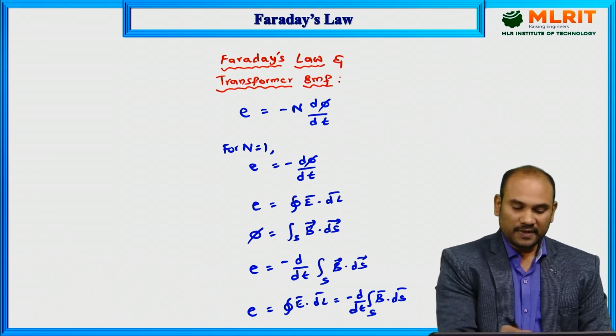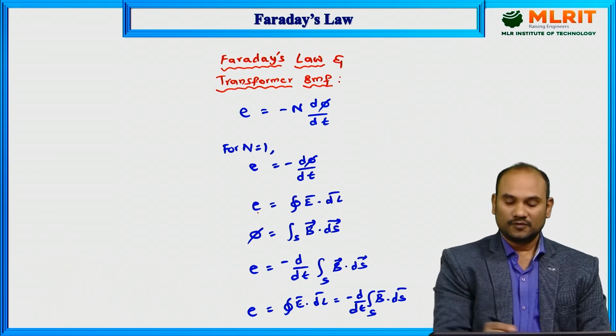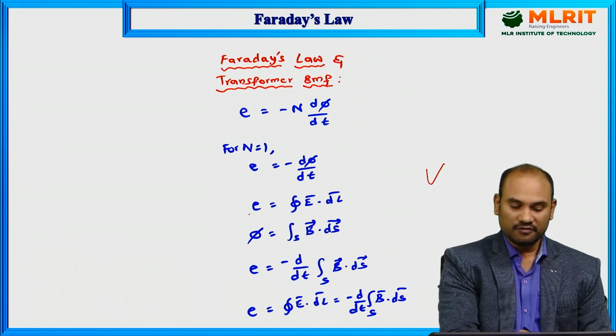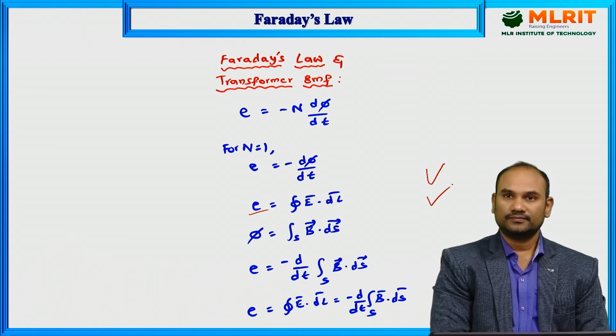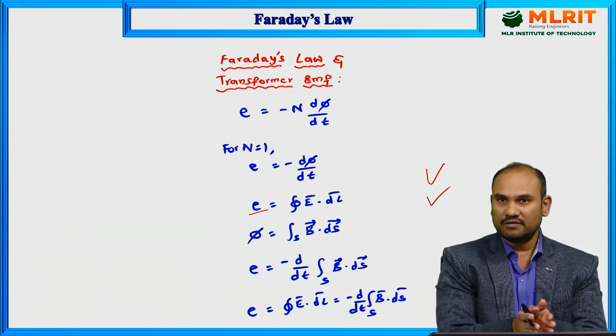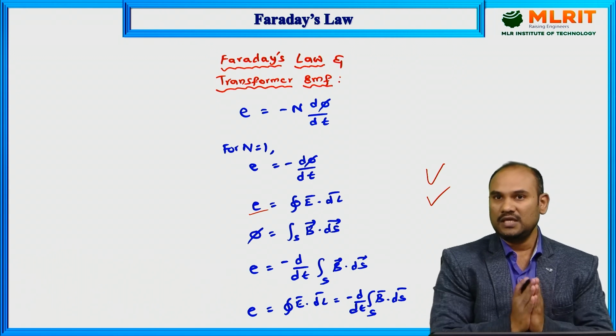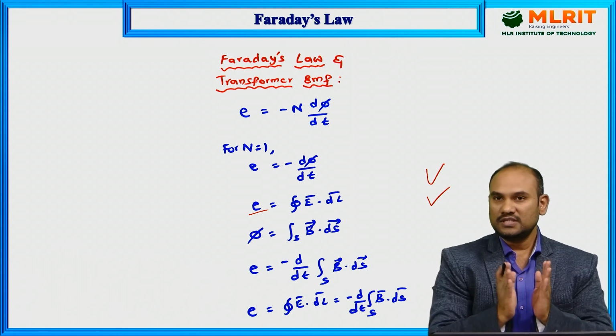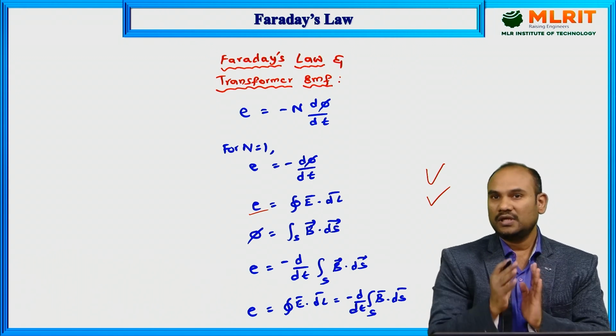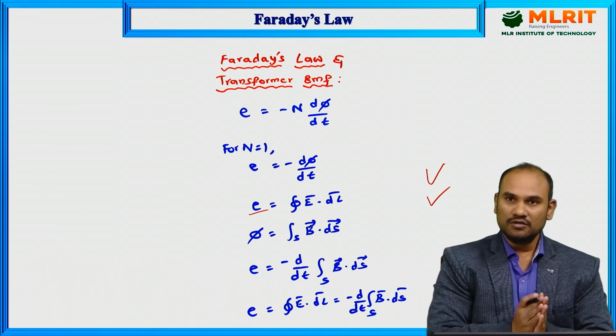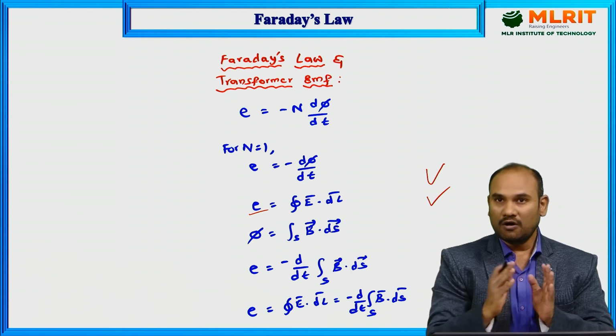Now, in place of V, we have E. What is the unit of voltage? Volts. What is the unit of EMF? Volts. So contextually, in place of V, I am taking just E, because both will do the same thing. When you apply voltage, it leads to current. When EMF is induced, it leads to current. But the context is different.